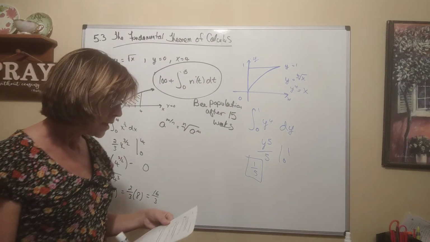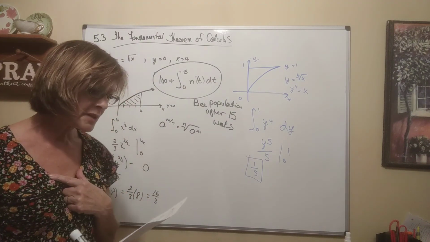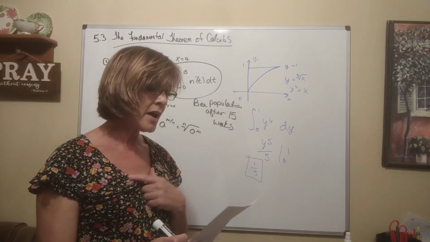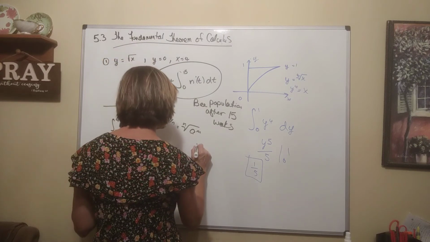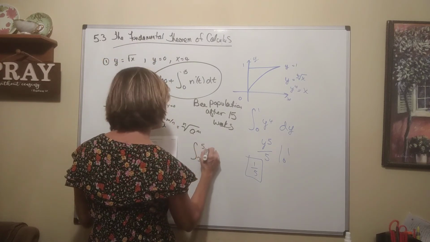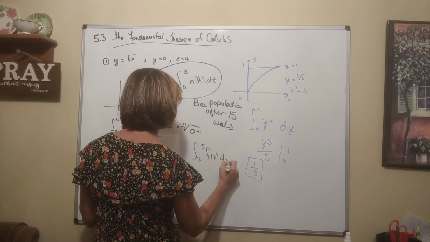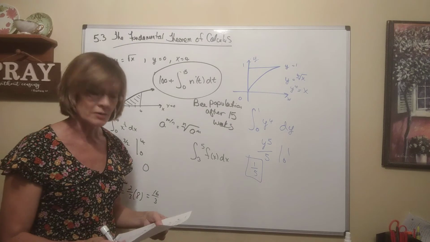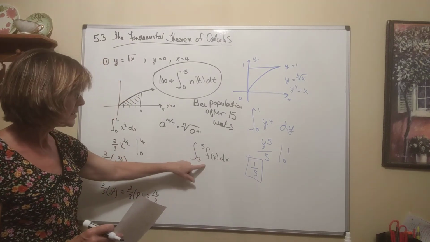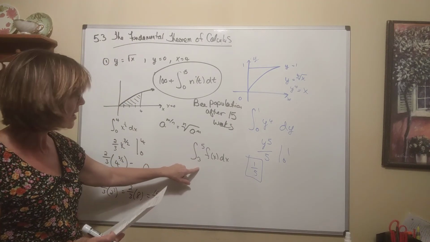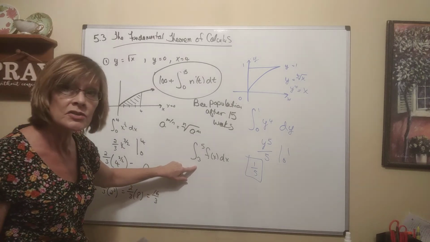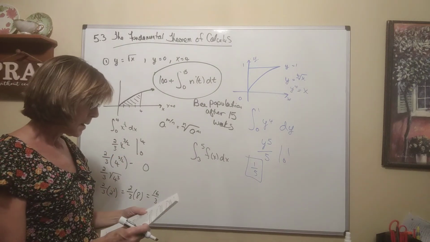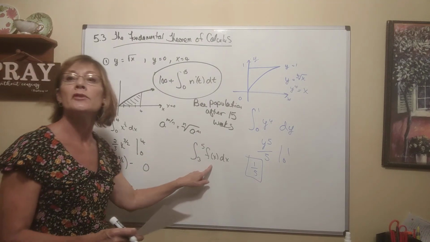Okay, let's look at the next one. If f of x is the slope of a trail at a distance of x miles from the start of the trail, what does this integral mean? The integral from 3 to 5 of f of x dx. What does this mean? Well, x represents miles, right? So this is the net change in elevation between miles 3 and 5. Because f of x is the slope of the trail, right?